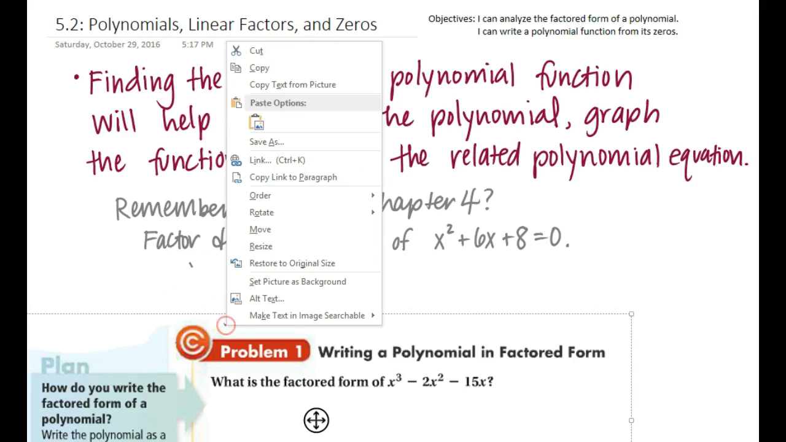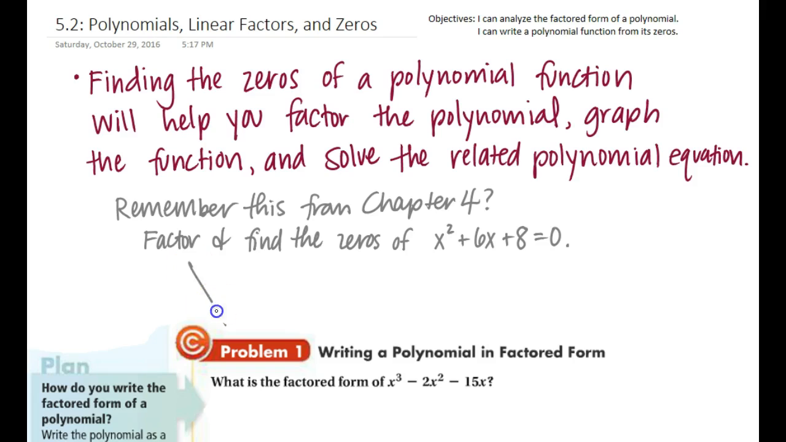So the method that we used to organize was the x method. So taking the last number and putting on top, taking the middle number, putting it on bottom. The two numbers that multiply to give you 8, but when you add them you get 6 are 2 and 4. And then from there, we wrote that in factored form, x plus 2, x plus 4.